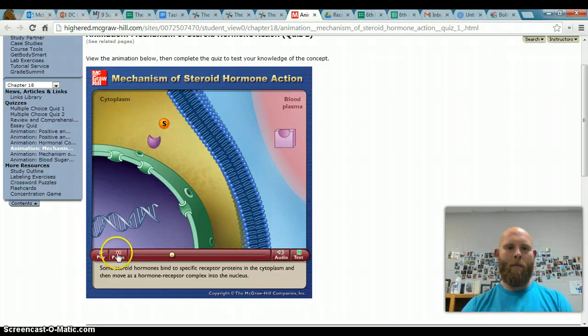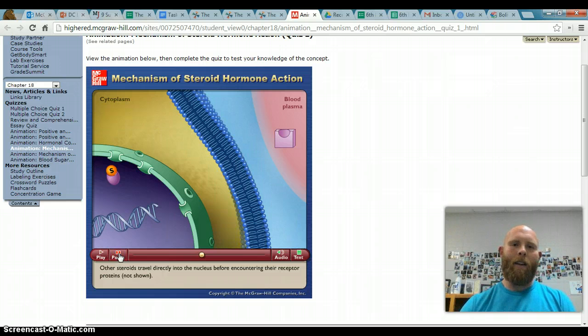Some steroid hormones bind to specific receptor proteins in the cytoplasm and then move as a hormone receptor complex into the nucleus. Other steroids travel directly into the nucleus before encountering their receptor proteins, not shown. So in other words, what they're saying is, if this animation showed that, it would just show the little circle with the S. It would float all the way down in here and then combine with the purple thing to form a complex.